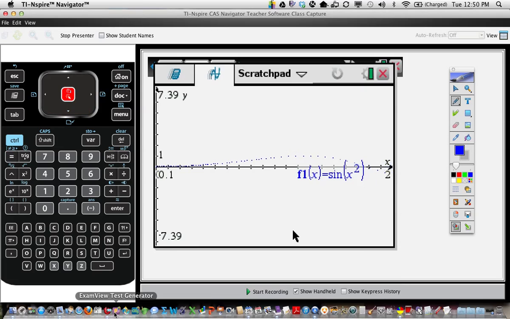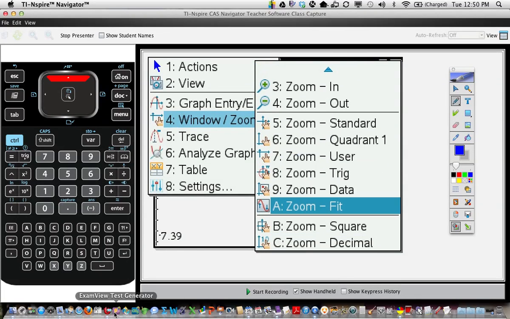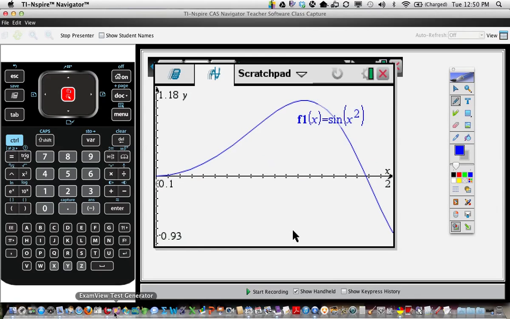So we hit OK, and now we go to zoom fit. What zoom fit does is say, okay, you want to look from 0 to 2? I'll figure out what the y window should be for you. So it does that for you. Zoom fit's really good when you know your domain. So okay, we want to go 0 to 2.